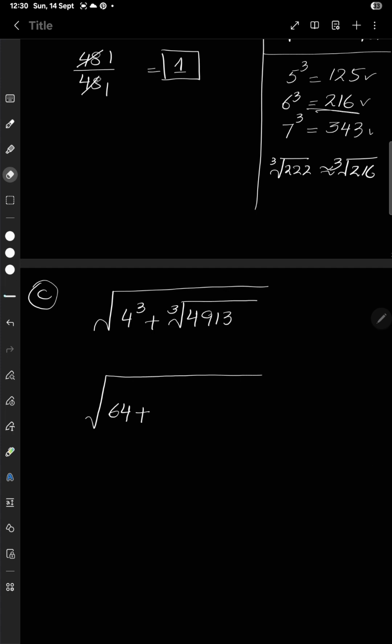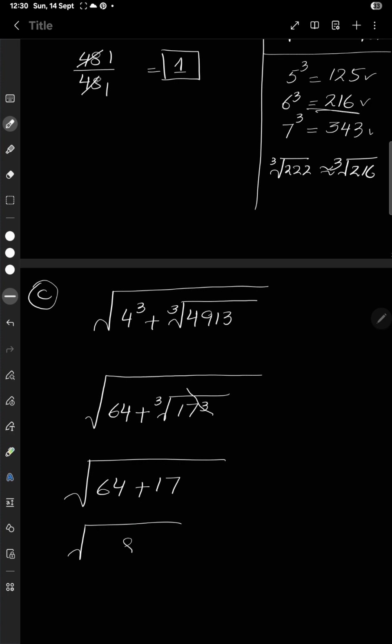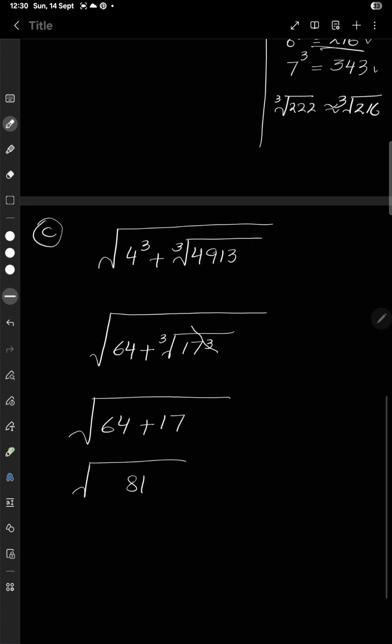So I will do this question like this. This square root will stay as it is. 4 cube will be equal to 64, plus this number is 17 cube. As soon as the cube root sees a cube, it is ready to eat that cube. It will eat and go away. So what I will have is 64, and now this 17 will be there. And when I add these two numbers, my answer will be 81.